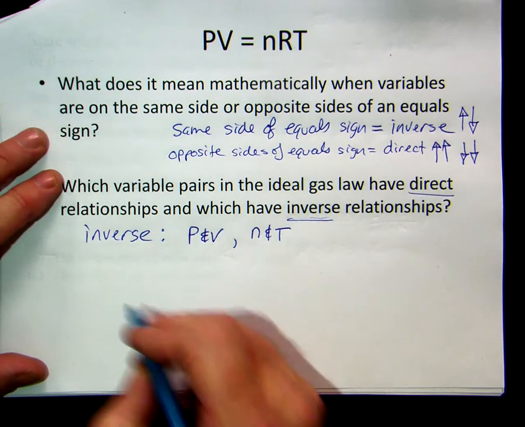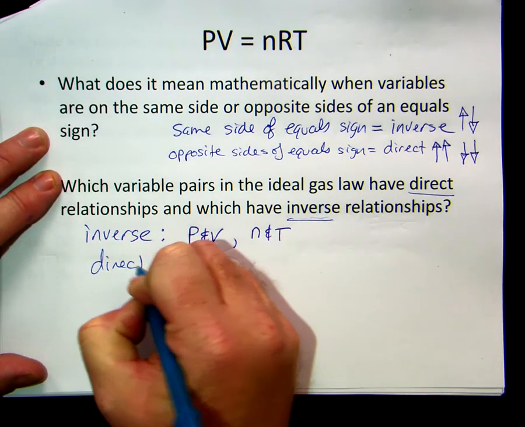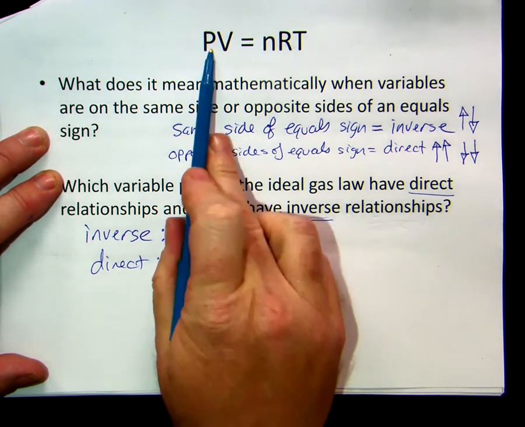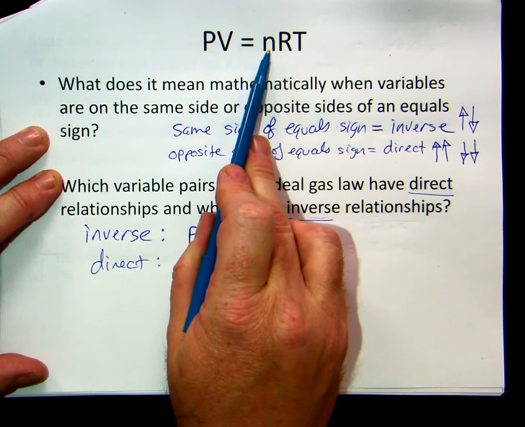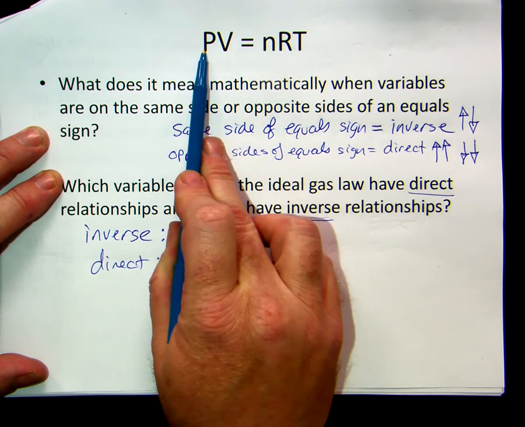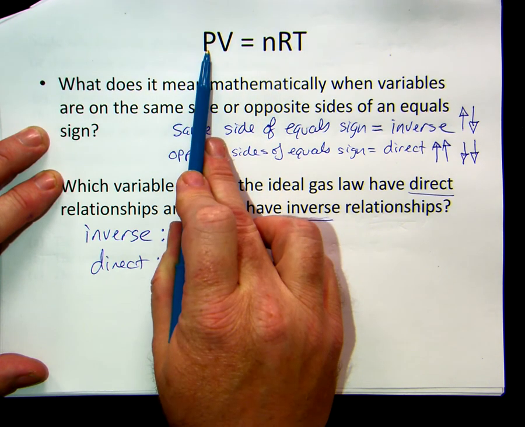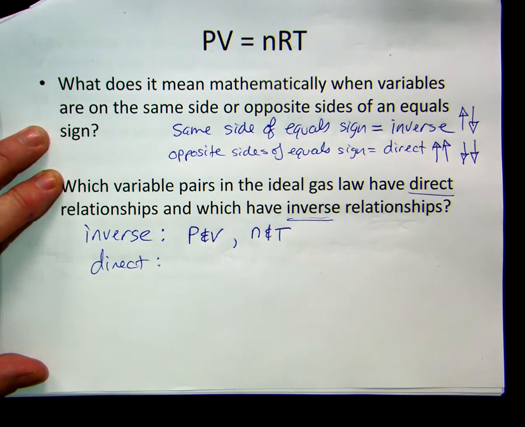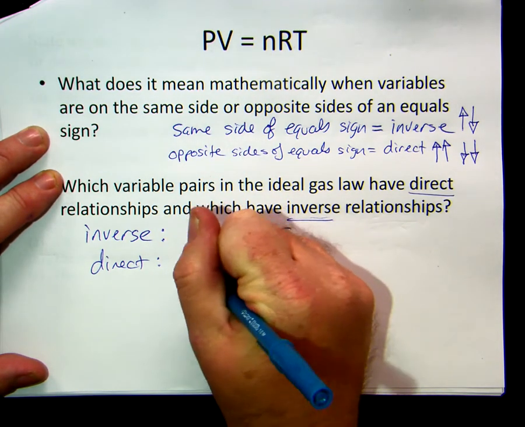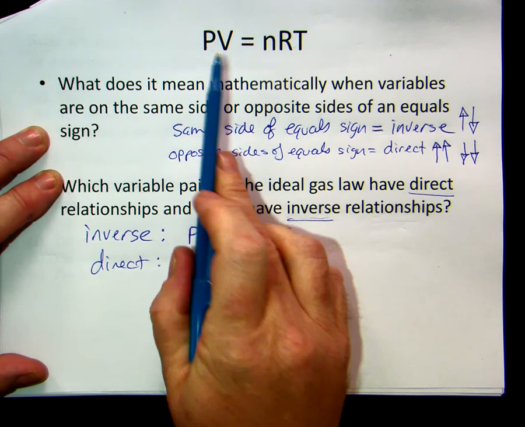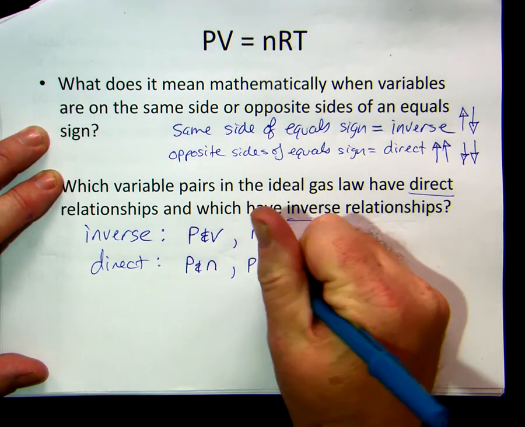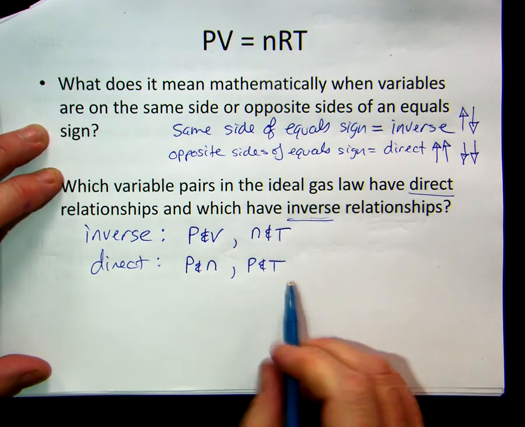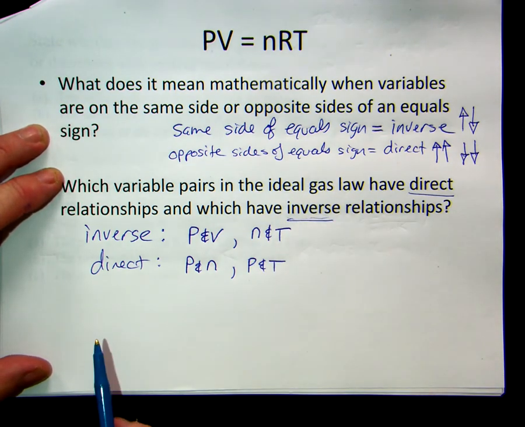All right, now let's look at the ones that have direct relationships. Pressure and number of moles. So if you increase the number of moles of a gas, you're going to increase the pressure. Or if you increase the pressure, chances are the number of moles has increased. So P and N. But also pressure and temperature. If the pressure goes up, the temperature goes up. If the temperature goes down, the pressure goes down, and so on.